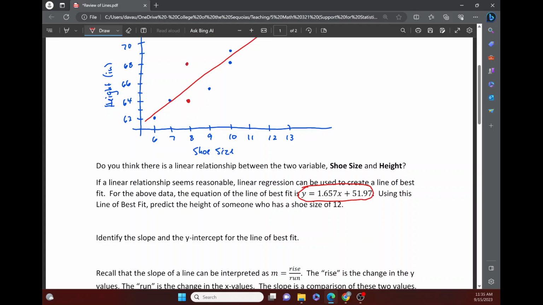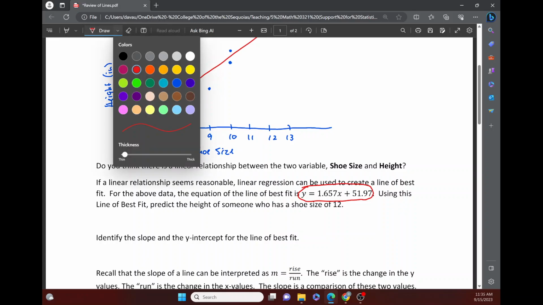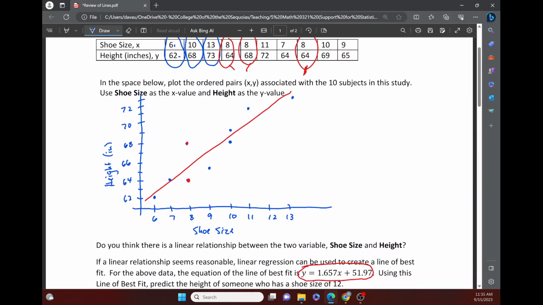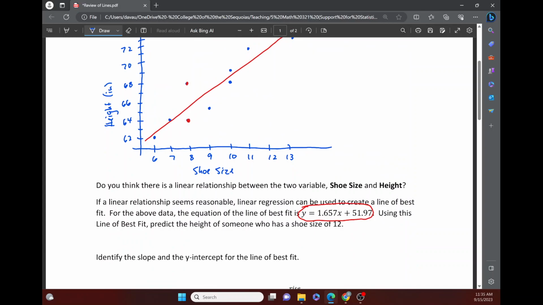So it says, using this line of best fit, predict the height of someone who has a shoe size of 12. Okay, so what would that line of best fit predict the height to be? Well, we would just remember that x corresponds to the shoe size. So if the shoe size is 12, that means we're going to replace x here with this 12, okay? And we're going to say y equals 1.657 times 12 plus 51.97, right?